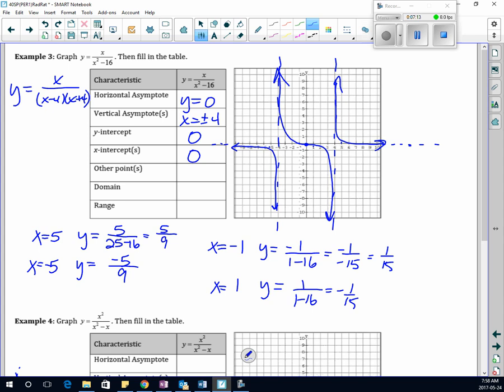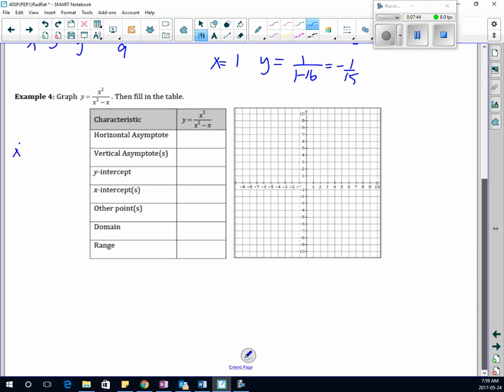So what's my domain? My domain is x is an element of reals. x cannot equal negative 4 and positive 4. And now here is where the range is tricky, because at first glance you think, oh, there's a horizontal asymptote, so y can't be 0. But if you look at the middle section, it clearly shows that the range can be anything. So y is an element of reals.